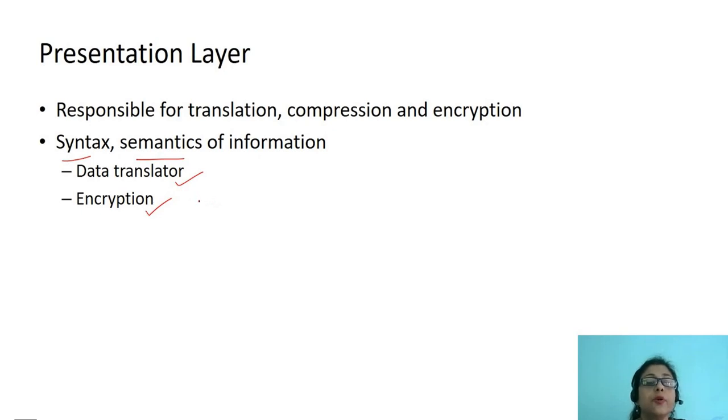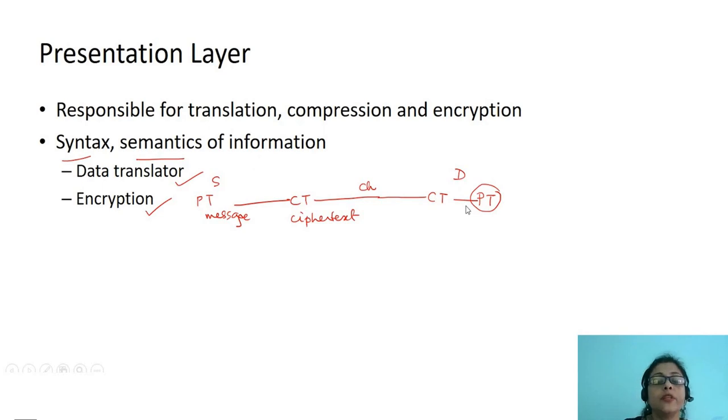Now this encryption is a process where a plain text, which is actually the message, is converted to a ciphertext. And this ciphertext is an unintelligible message. When it passes through the channel, anybody who is not intended will not be able to understand the message, and this ciphertext then reaches the destination computer and it is reconverted back to the plain text. So this is the sending computer and then this is the destination computer. So this process is called encryption.